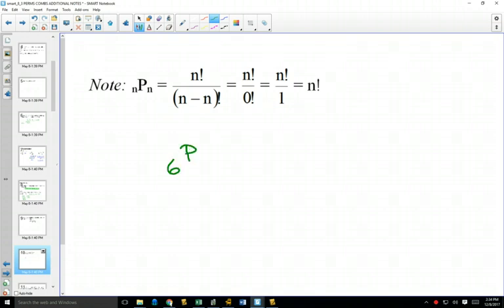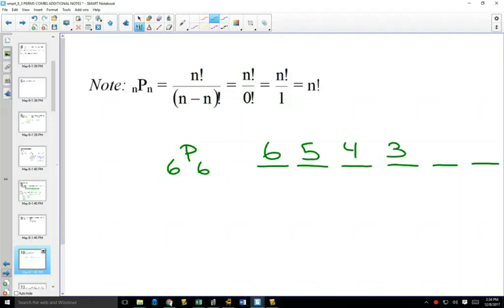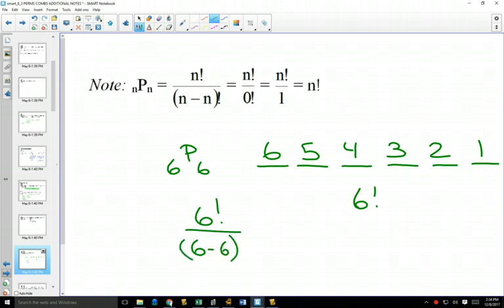If I did 6p6, well, that would mean 6 spaces starting with 6. Does that make sense? That would be 6 factorial. Now, when you use the formula you end up getting a 0 factorial on the bottom. Now, 0 factorial doesn't fit the pattern of any other number, but we learned before that by definition, 0 factorial is 1. So that's why this is just equal to 6 factorial over 1, which is 6 factorial.